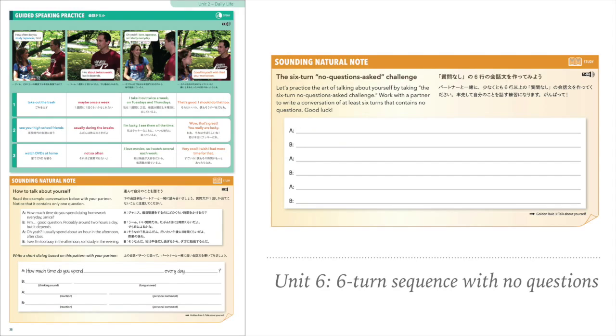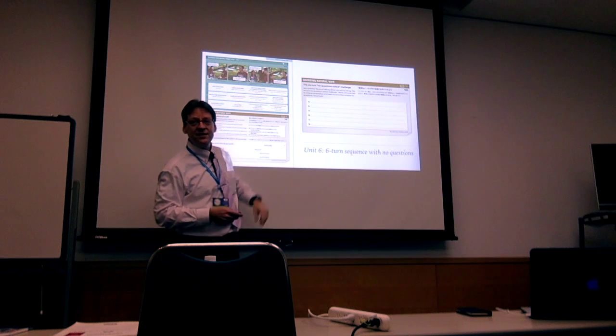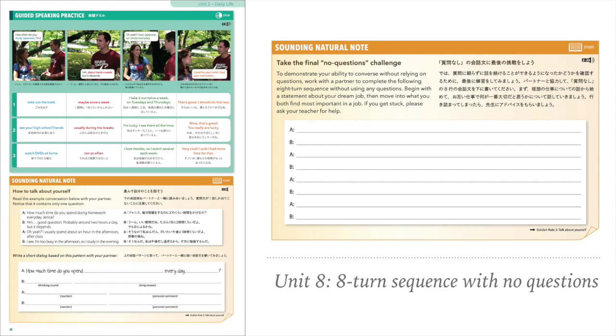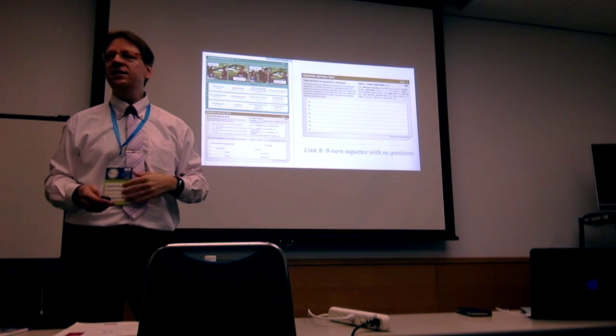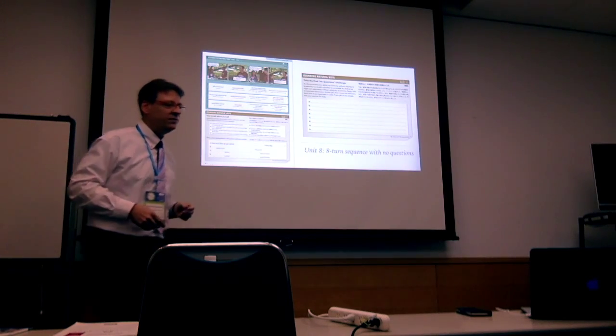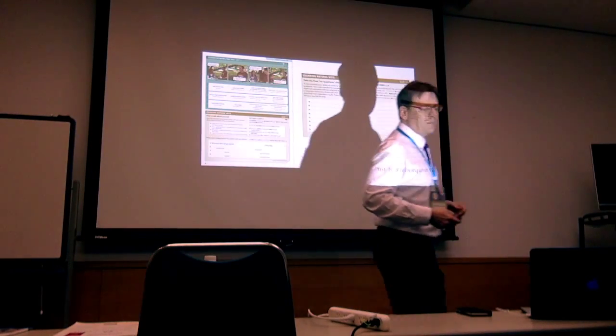In Unit 6, the challenge is to write a little exchange of 6 turns with no questions, right, based on a model. By the end of the book, the challenge is to write an 8-turn sequence without any questions. So they're going back and forth and reacting. And so that's sort of the building process throughout the book. Okay? So that's the Pragmatics.